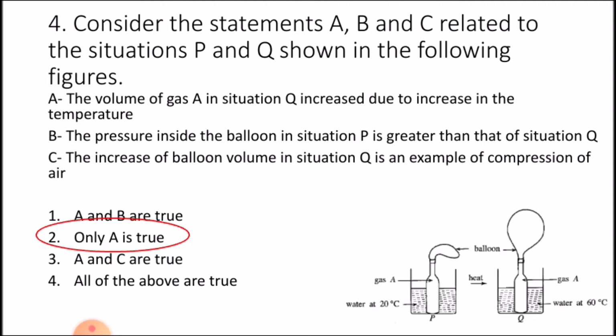And then C is also incorrect. This is an example of thermal expansion of air in instance Q.